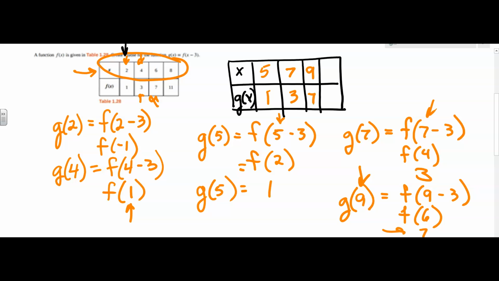Okay, so we got one more. The input is going to be 11, because when you subtract 3 from 11, you're going to get the 8. The output's going to be 11. So notice my outputs stayed the same, but my inputs all increased by 3, so that when I do the subtraction, I'll get the output or the function of what I need to take it off the other table. Okay, hopefully that makes some sense. You could graph these if you wanted to.